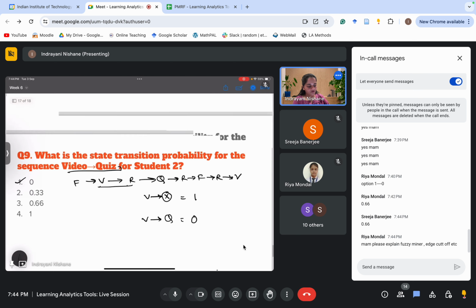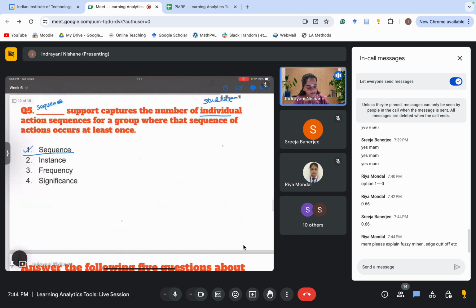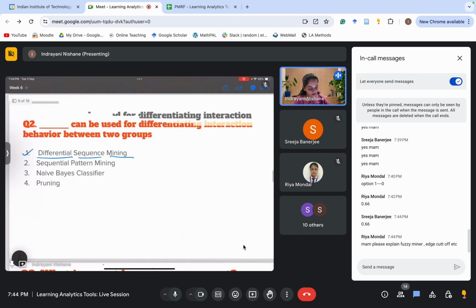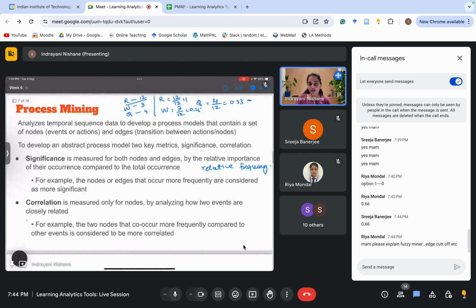Okay, you want fuzzy miner and cutoff. Fuzzy miner is one of the most popular algorithms to create a process model. The end output of process mining is just like a state transition diagram. What fuzzy miner does is convert every action into a node, and the transition between these actions is depicted by an edge.